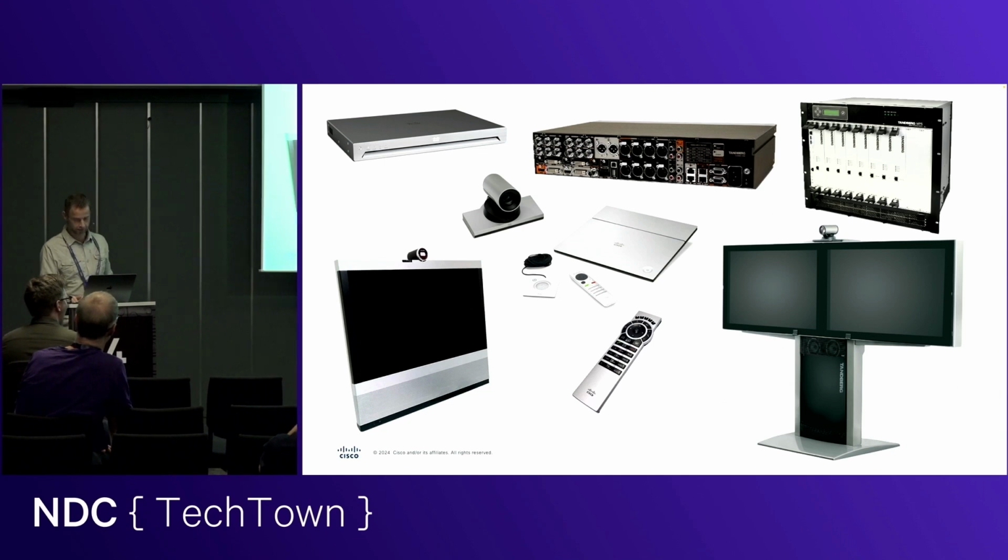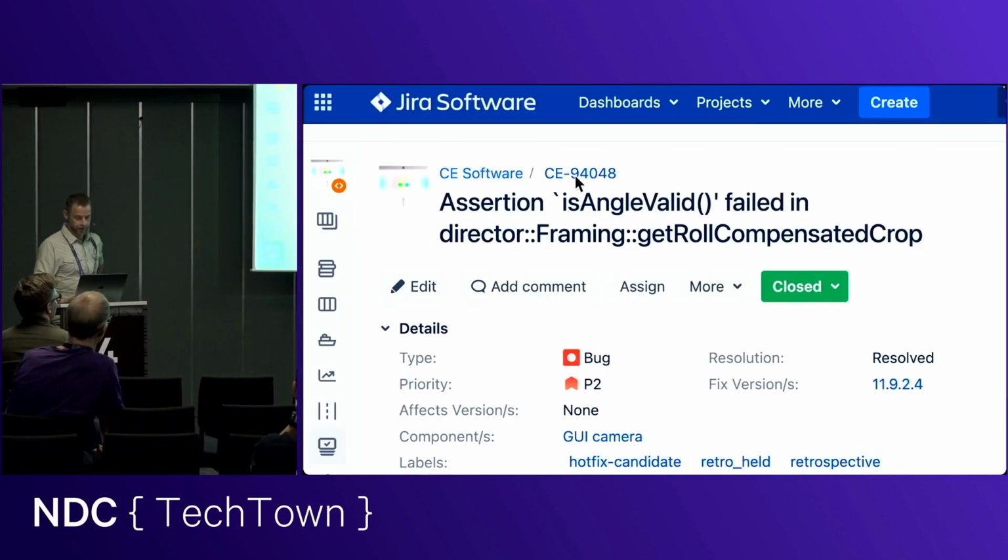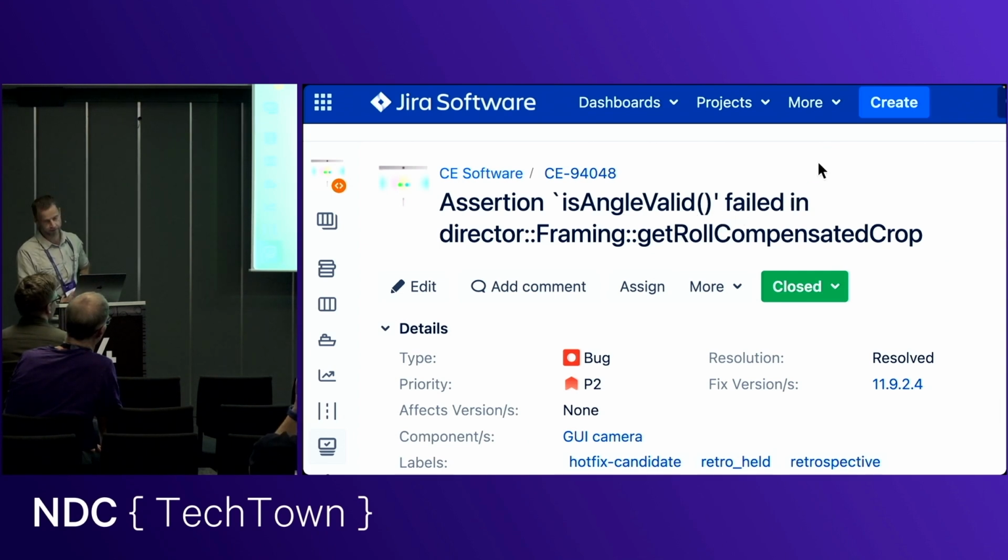So let's now imagine that this bug report here, Jira ID CE 94048, is assigned to me. This is just a screenshot from our current Jira trackers. It's not 2011, but it's a good example because it's an assertion failure, so it's an explicit abort where this text here basically says what the problem is, and that text is present in the logs, so it'll be easy to demonstrate.